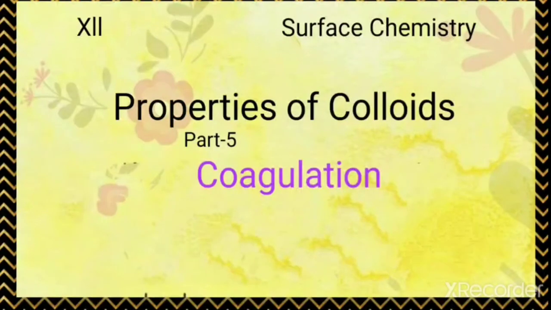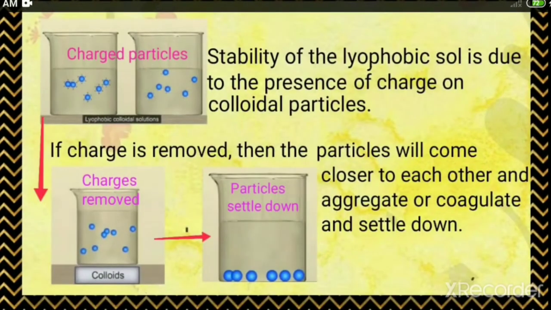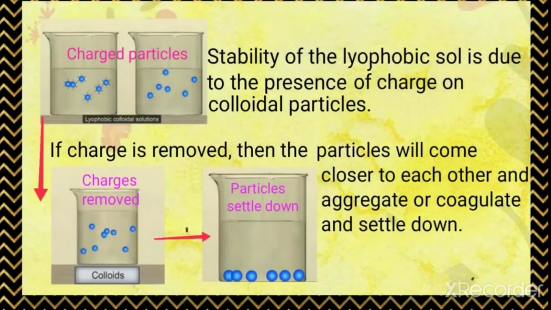Hello students. Now the next property of the colloid which we are going to discuss is coagulation, which is also called flocculation or precipitation. As we already discussed, the sols are stable due to the presence of charge on the colloidal particles.